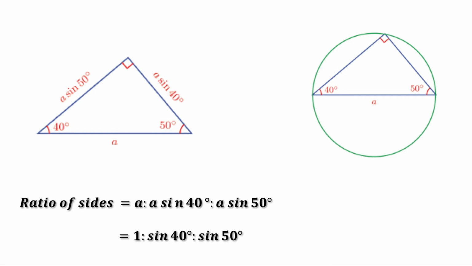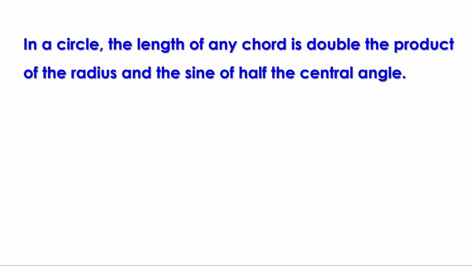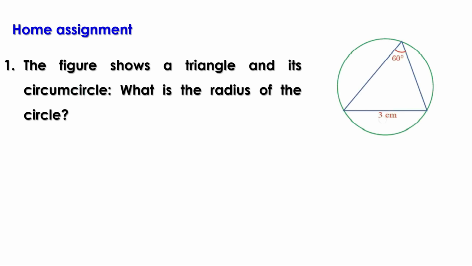Let us recall what we have learned today. In a circle, the length of any chord is double the product of the radius and the sine of half the central angle. Now there is a homework. The figure shows a triangle and its circumcircle. What is the radius of the circle?